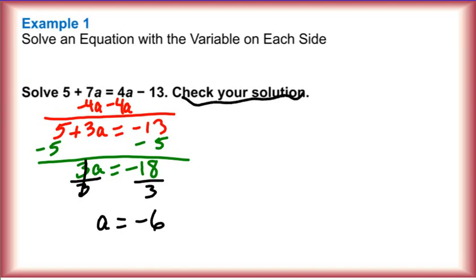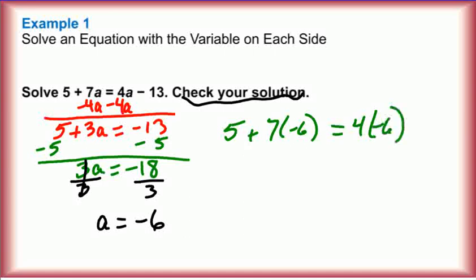Now it does say check your solution. Check just means put the number back in. So I have 5 plus 7 times negative 6 has to equal 4 times negative 6 minus 13. And I just solve each side. 7 times negative 6 is negative 42. Negative 42 plus 5 would give us negative 38.